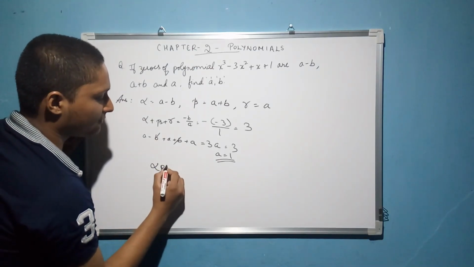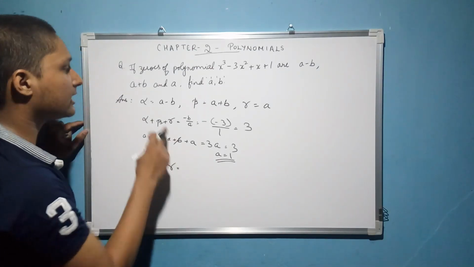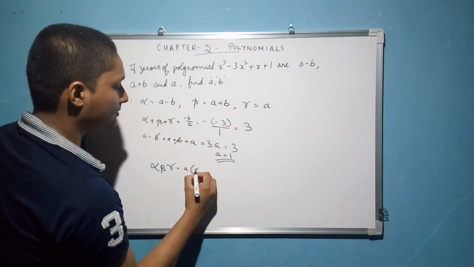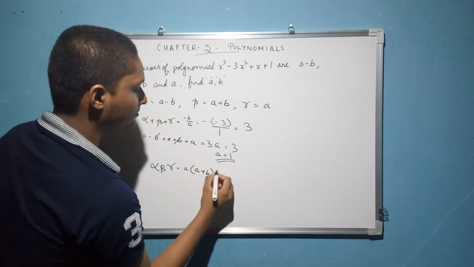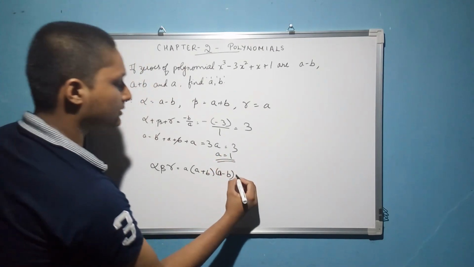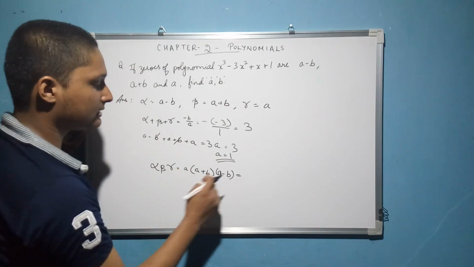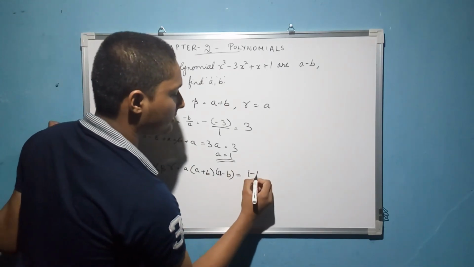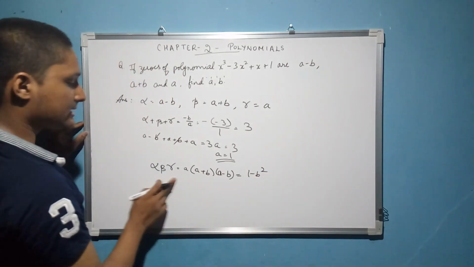So let me take alpha beta gamma. Alpha beta gamma is (a minus b) into (a plus b) into a into (a plus b) into (a minus b), (a minus b). Let me substitute a is equal to 1. So this is 1, leave this. So you have 1 plus b and 1 minus b, that is 1 minus b square. That is alpha beta gamma.